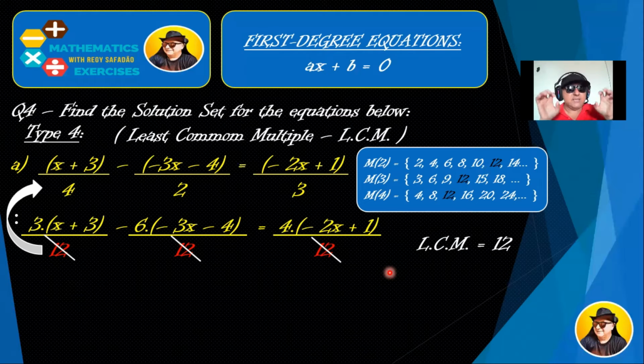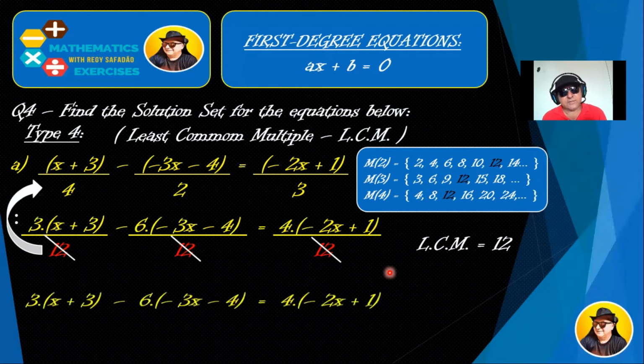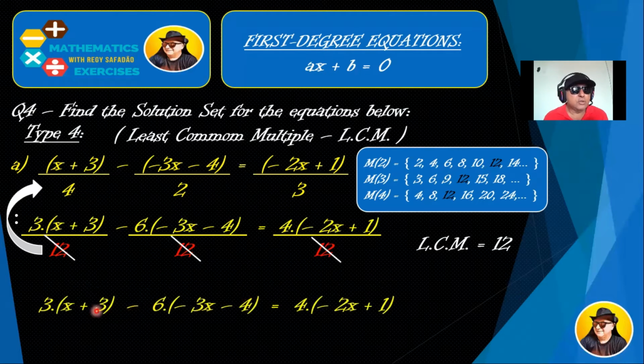Why? Because I don't need that denominator anymore. After I remove all of the denominators, what remains? The numerators. So the numerators are 3 times the binomial x plus 3, and minus 6 times the binomial minus 3x minus 4, and 4 times the binomial minus 2x plus 1.